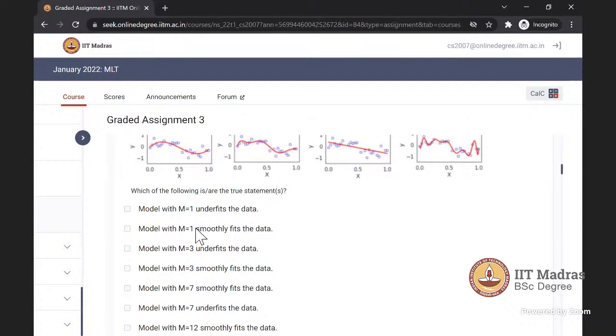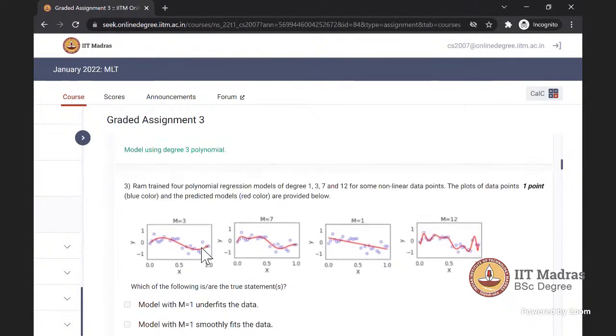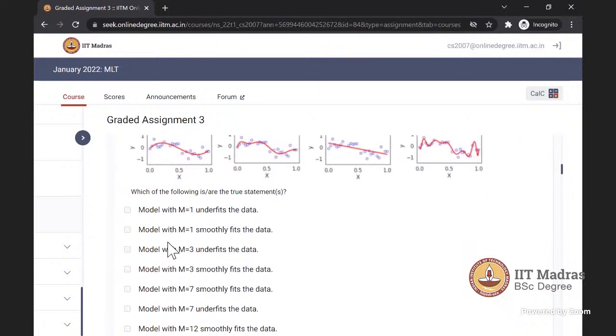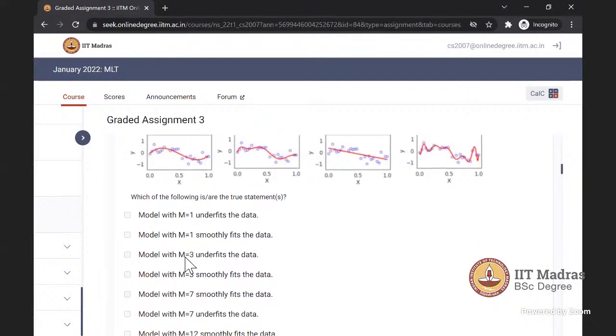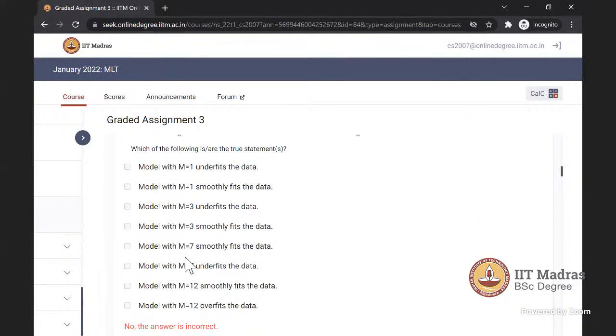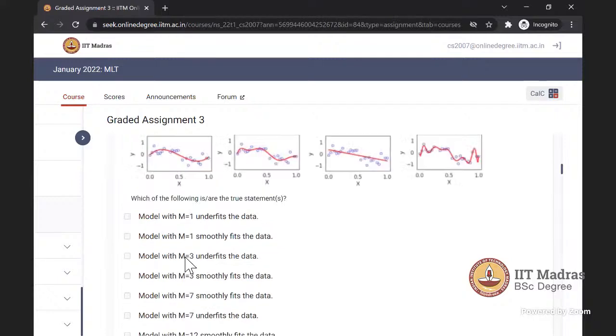For degree equal to 1, it becomes y equals mx plus c, which is a straight line, and definitely it is not going to work. Model m equal to 3. Okay, 3 and 7 is where I was a little confused. How do we know if 3 is underfitting? Okay, so I would say 3.